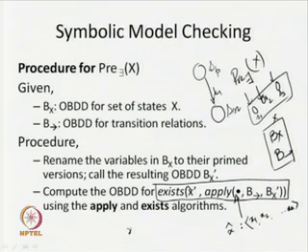Similarly, x prime hat is the vector of the primed variables, x1 prime, x2 prime, up to xn prime. So, these are the two steps that we have to apply: first, renaming of the variables, and second, first using the apply algorithm with the dot operator, then the exists algorithm. These are the two steps we perform to get pre-exists of x.